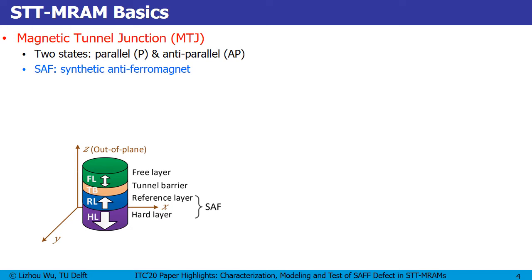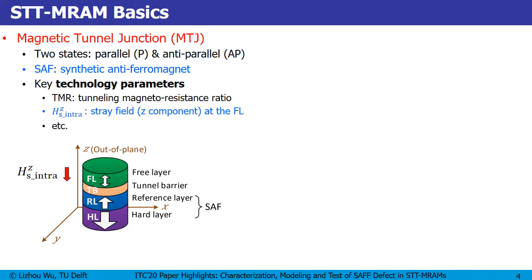But these 2 layers are both composed of ferromagnetic materials, so they both generate stray fields at the free layer, and this stray field has a large impact on the device performance. There are a lot of technology parameters for the device, for example, TMR and the stray field as I show here.